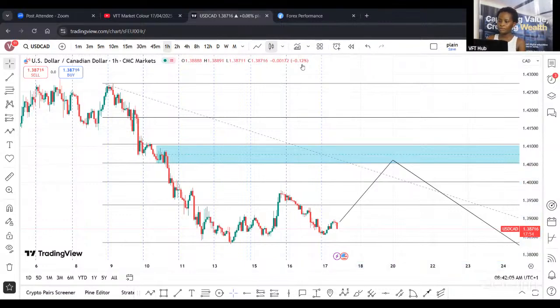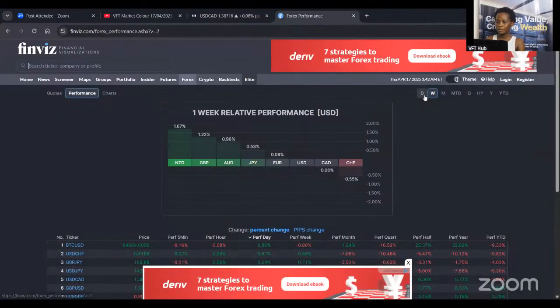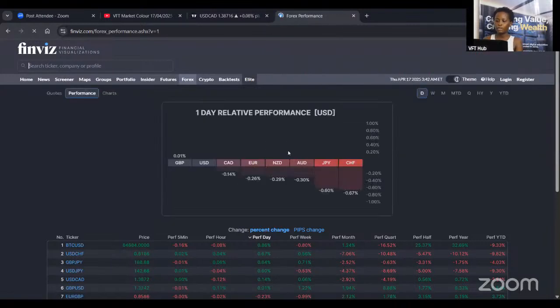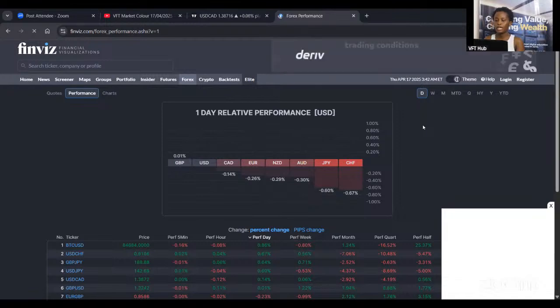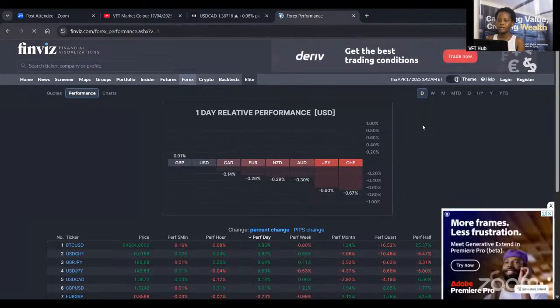Okay, so Forex performance, what do we see? What is the economic theme that we see playing out right now on the daily? We're going to wait for this particular one to refresh and let us see what is currently leading the market.